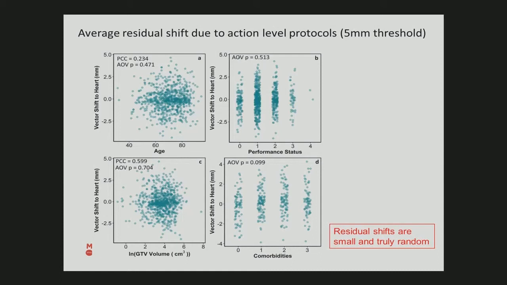So the majority is ±1 millimeter. ±1 millimeter wouldn't make any difference, would it, if you treat with a centimeter margin? That's what we thought. But the beauty of these kind of shifts is that they are just an inherent flaw in the process. It's noise in the process, and noise is random. It's not correlated with performance status, not with comorbidities, not with tumor size, not with age. It's as if you're flipping a coin. Half the patients are going to go a millimeter to the right, and half the patients are going to go a millimeter to the left.